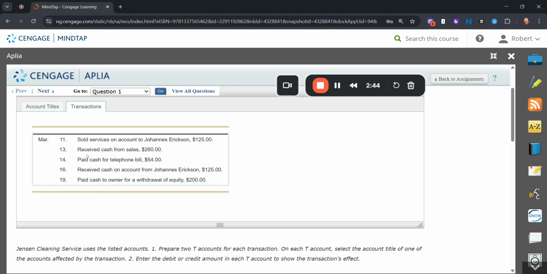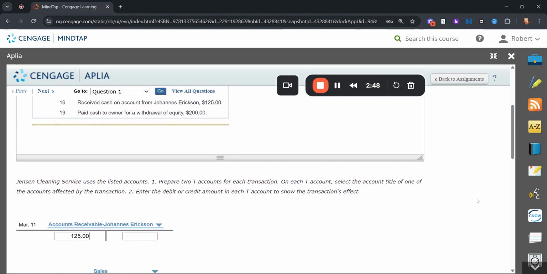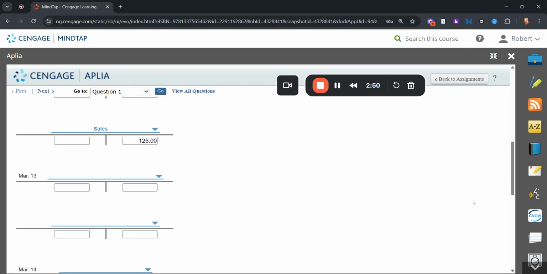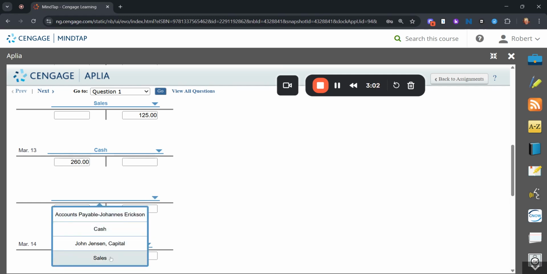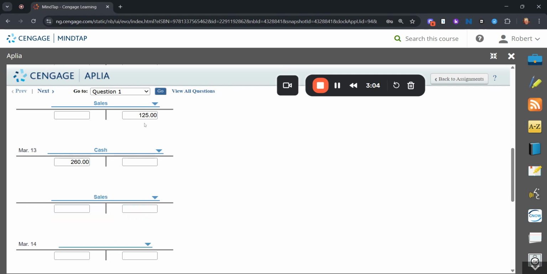So March 13th, received cash from sales, $260. So cash, received cash. So it's an increase in an asset on the left side. Another sale, just like the other sale, any increases in sales goes on the credit side, $260.